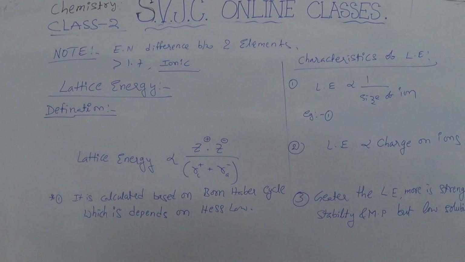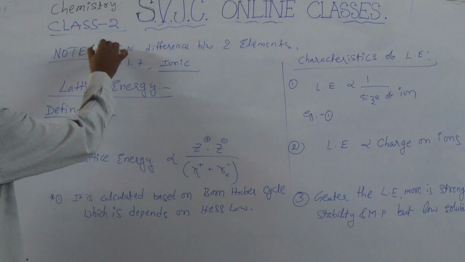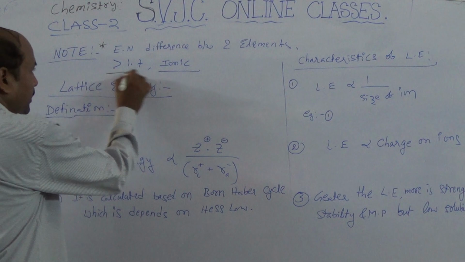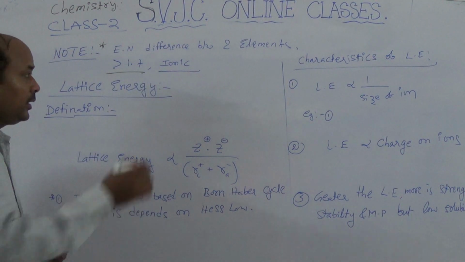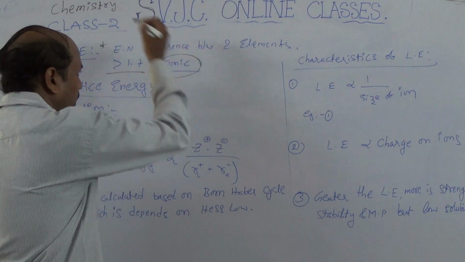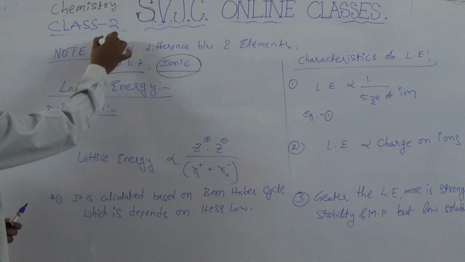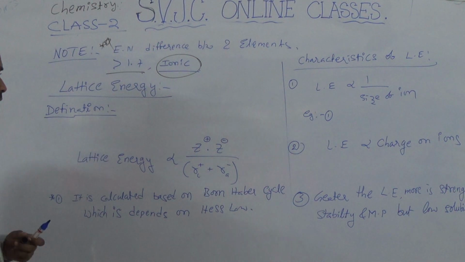The next one is a very important notice. That is the electronegativity difference between two elements. Suppose it is greater than 1.7, then that compound has ionic character. Ionic character. Remember, students, this is very important for the competitive side.